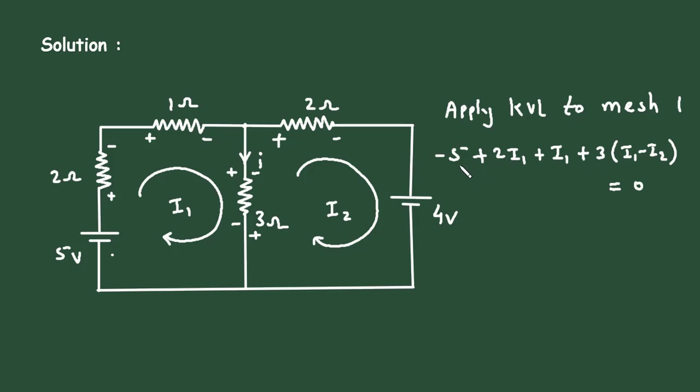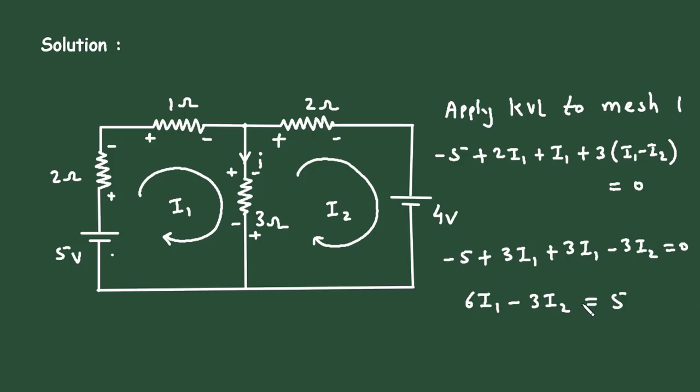Now let's simplify this, so it will be minus 5, then 3I1, so plus 3I1, then this will be plus 3I1, then minus 3I2 is equal to 0. Now here this 3I1 plus 3I1 will be 6I1, then minus 3I2. If we take this minus 5 on the right side, it will be plus 5. Let's say this is equation number 1.